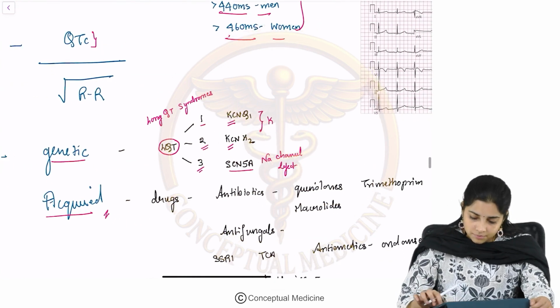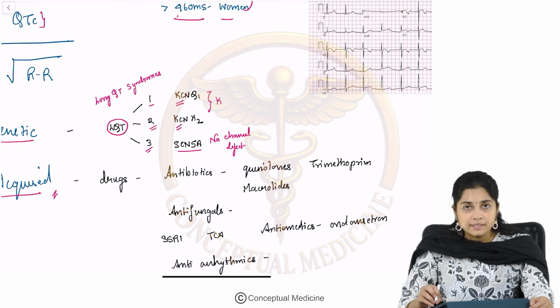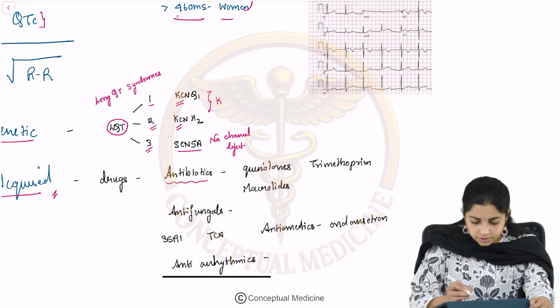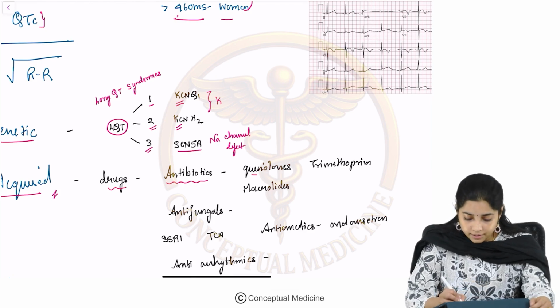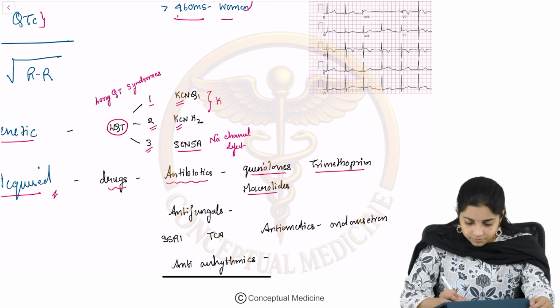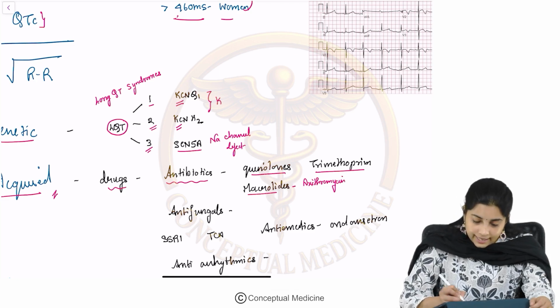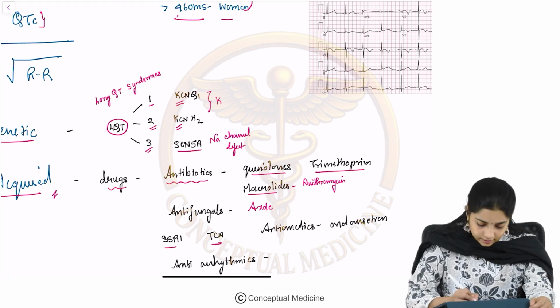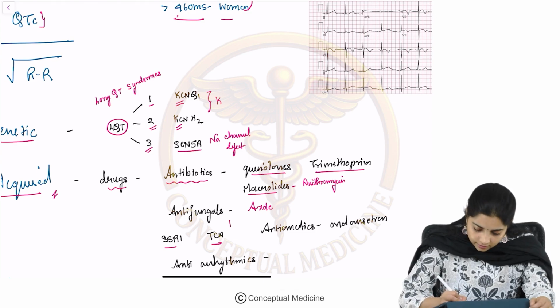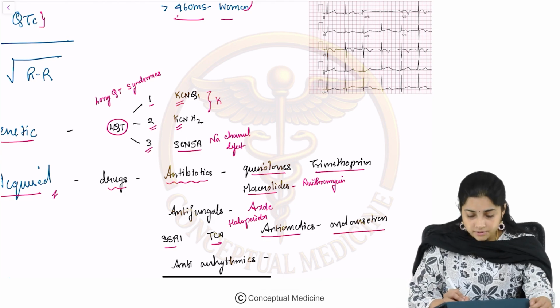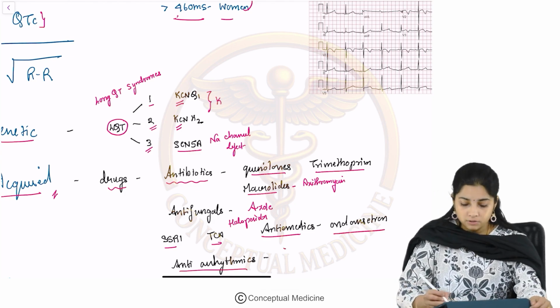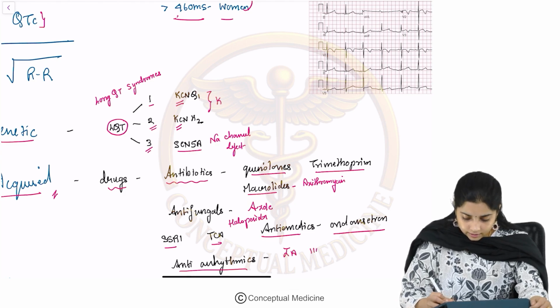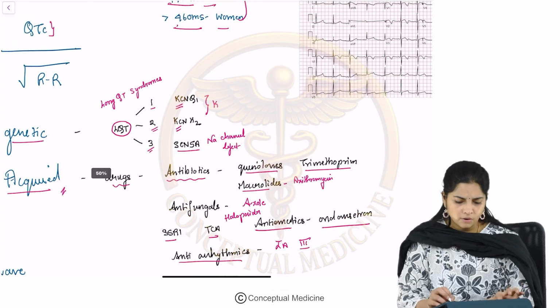Always remember, there can be acquired long QTs as well, predominantly because of drugs. The drugs which cause this are the antibiotics such as quinolones, trimethoprim, and macrolides, the famous one being azithromycin. Antifungals, especially the azole group of drugs. Then you have your SSRIs and TCAs, antipsychotics like haloperidol, and antiemetics like ondansetron. Among antiarrhythmics, class 1A and class 3 are associated with long QT syndrome.